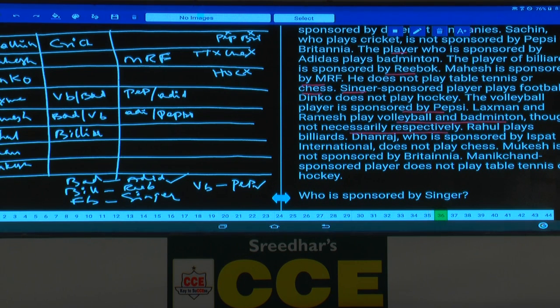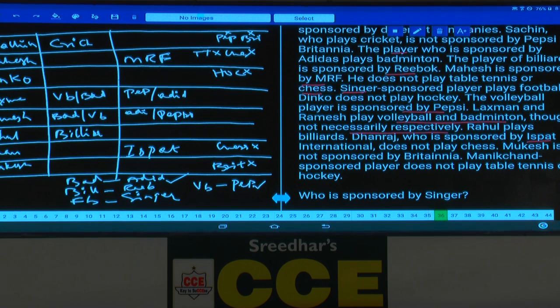And Dhanraj, who is sponsored by SPAT. What do you mean by SPAT here? What is the product of this company SPAT? Steel manufacturing. Now, Dhanraj, who is sponsored by SPAT International, does not play chess, hence chess is ruled out. Then next one, Mukesh is not sponsored by Britannia, so Mukesh Britannia is ruled out.